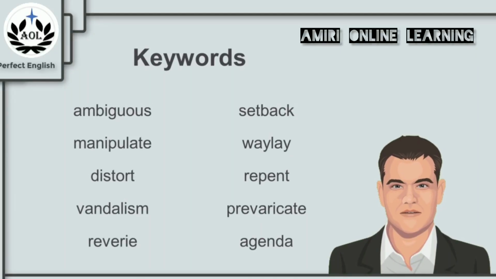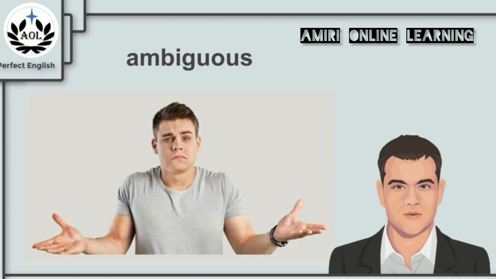Today we're going to focus on the following 10 keywords: ambiguous, manipulate, distort, vandalism, reverie, setback, waylay, repent, prevaricate, and agenda. Now let's start with the first keyword, ambiguous.